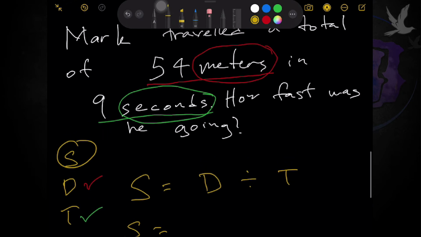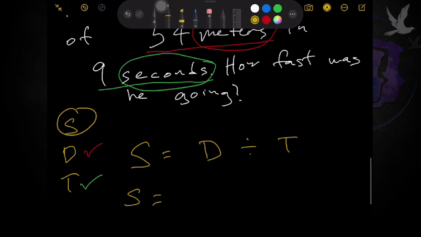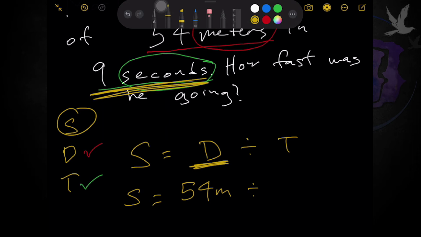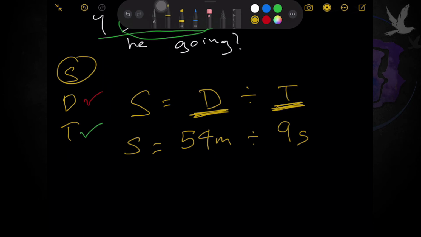Substitute nyo yung value ngayon for D. Okay, alam nyo yung D ninyo is ang 54 meters. Diba? And then, of course, shortcut na lang yan. So, your D will be replaced as 54 meters or 54 m, divided by your time. Your time, alam nyo na that it is 9 seconds. So, shortcut lang din yan. Divided by T will now be substituted as 9 seconds. Okay. Ano ang gagawin natin dito ngayon?